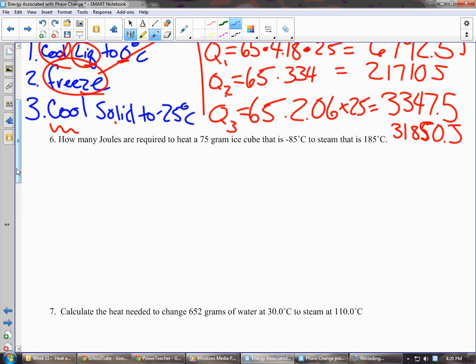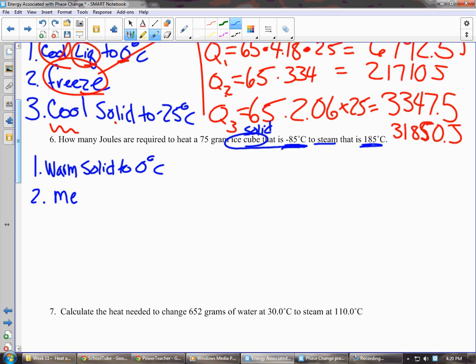All right, welcome back. So what we're going to do is change our negative 85-degree ice cube or solid into steam that's 185 degrees Celsius. So I'm going to have my first Q. I cannot melt at negative 85. So first thing I have to do is warm my solid to 0. Then I'm ready to melt. Okay, melting is my next step.